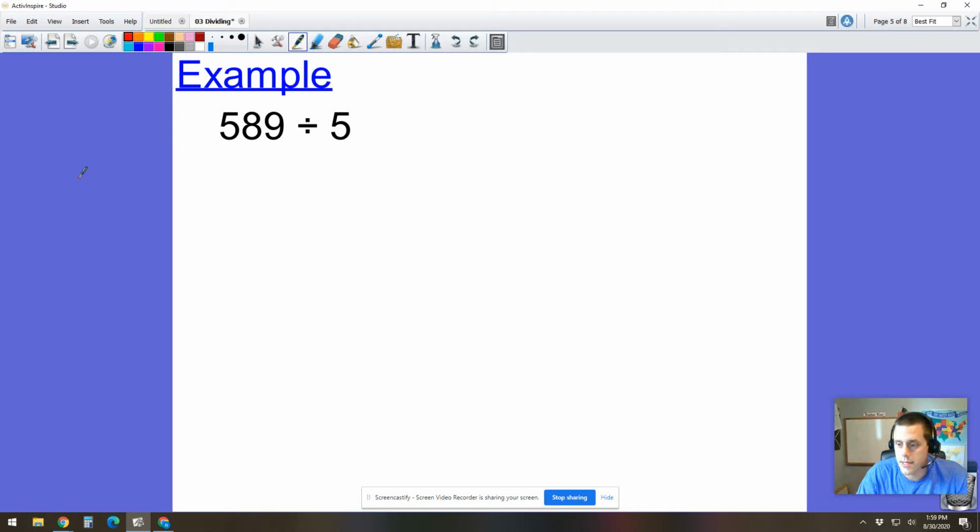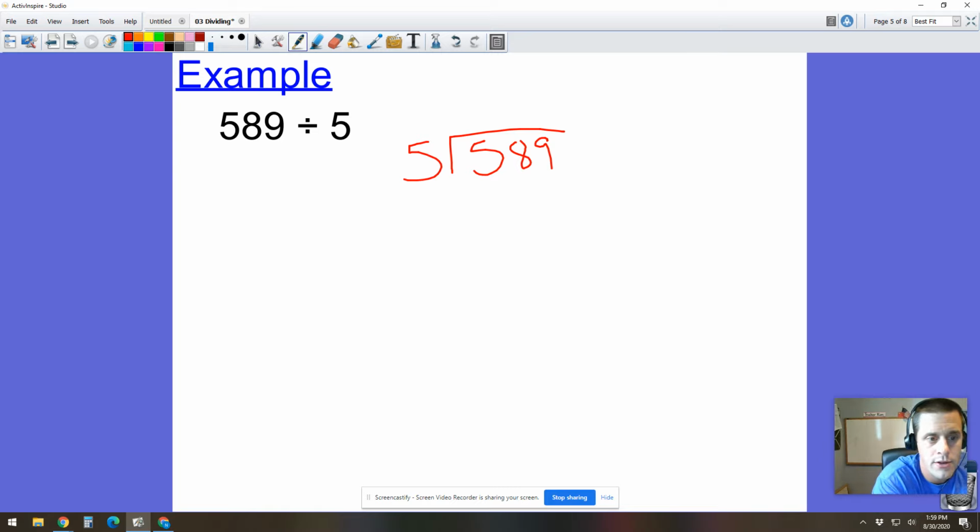All right, let's try another example together. This time we're going to do 589 divided by 5. Just like before, we're going to set this up as a long division problem first. So I have 589 as my dividend. It goes inside my long division bracket, and 5 as the divisor is going to go outside. If it helps you out, list your steps over here on the side so you don't miss any. Does McDonald's sell cheeseburgers?